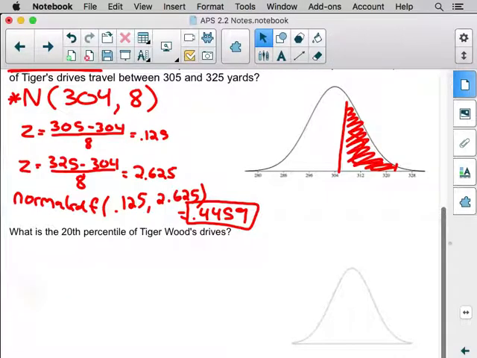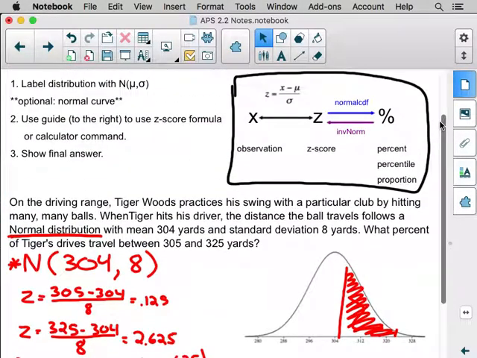Well, this time, would you agree? I'm starting at percentile. I want to know how far is it going, right? Now, again, same thing. Where's that stepping stone? Where do I need to go first, always? You always have to stop at z-score, right? You cannot go straight from a percent to an observation. You always have to hit that middle ground, that z-score first.